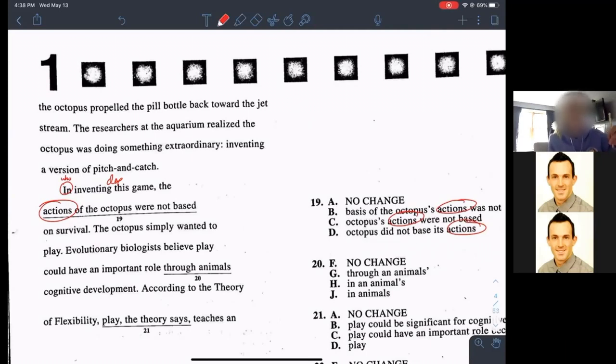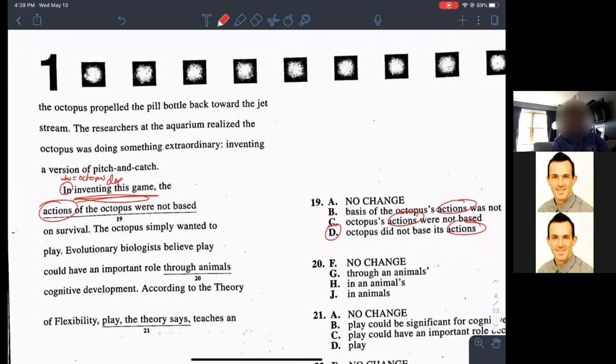Yep, because they're specifically the one inventing the game. Who invented the game was the actions, was the octopus, was the basis. It has to do with specifically the octopus. And so that's the reason why a lot of students get this one wrong. It's always about identifying specifically who or what we're referring to in inventing the game. Who specifically invented it? What are we referring to? Is it the actions? Is it the basis? In this case, it's the octopus that's specifically doing something.